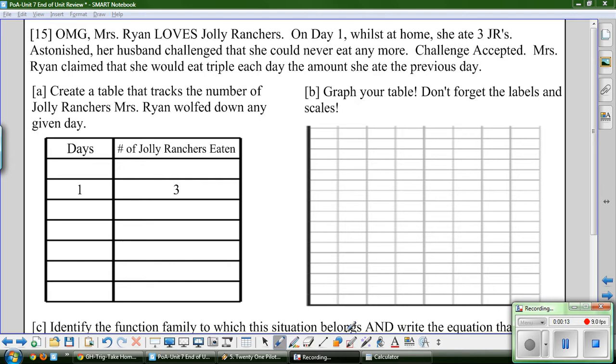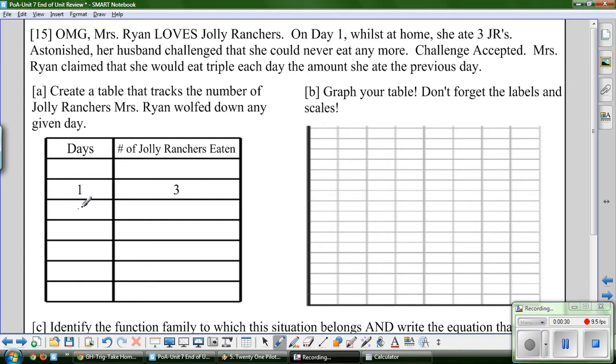Astonished, her husband challenged if she could eat every day anymore. Challenge accepted, Mrs. Ryan claimed that she would eat triple the amount she ate the previous day, and now we need to create a table and a graph for this whole situation. So check this out. 1, 3, okay.